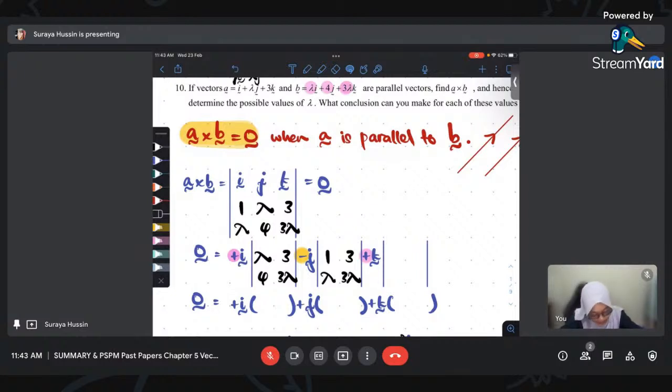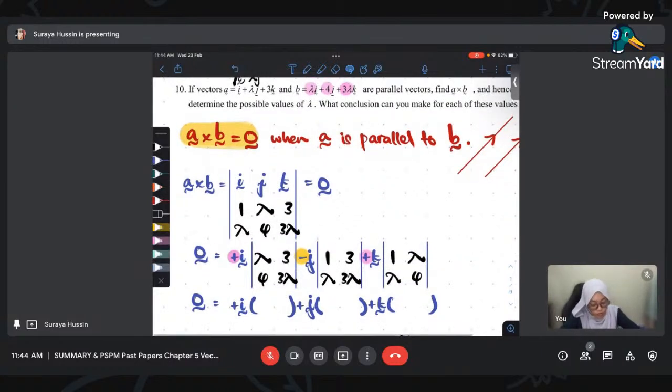Okay. So now the last one is tutup column K dan juga row K. Tutup the row of the K and the column of the K. You akan nampak 1 lambda, lambda 4. Literally copy paste. So 1 lambda, lambda 4. Simple, right? Very, very simple.